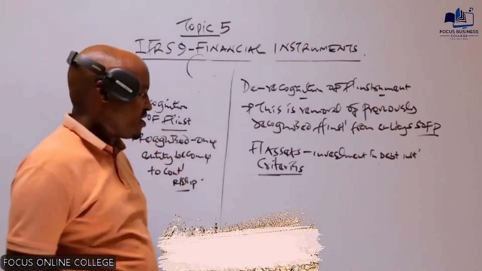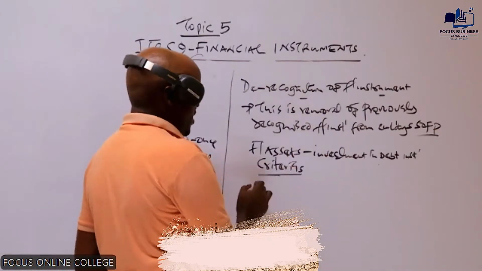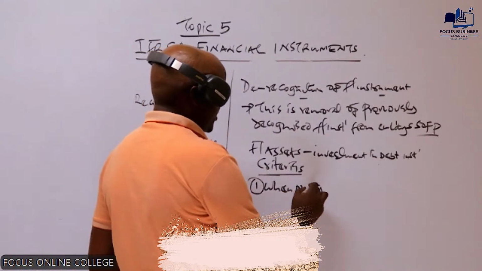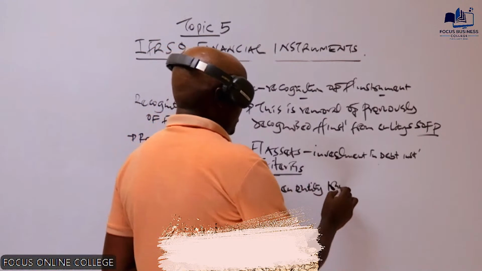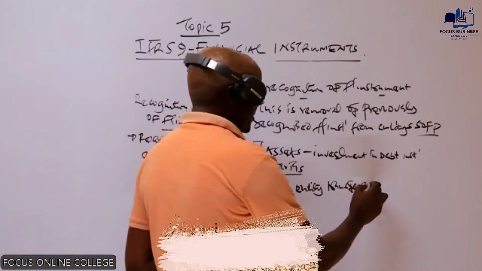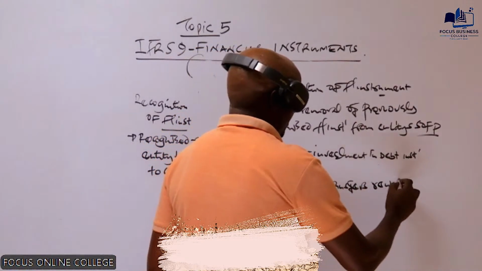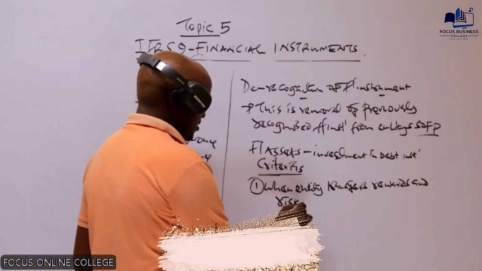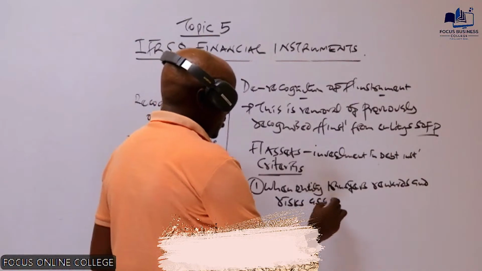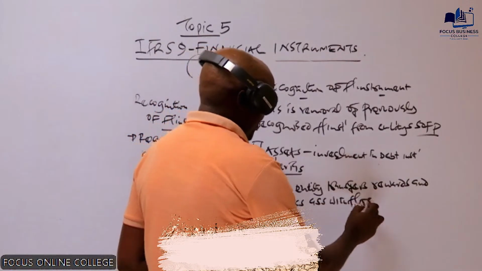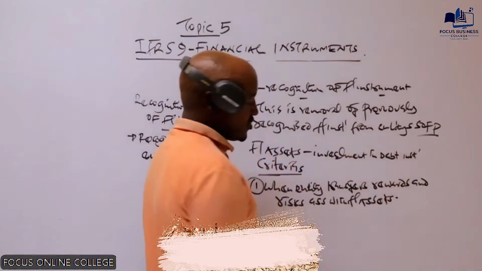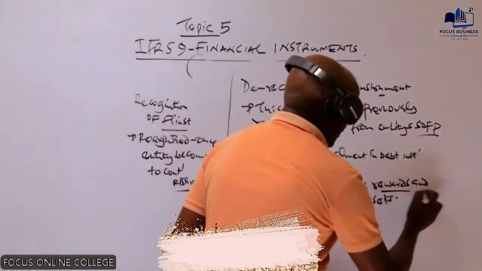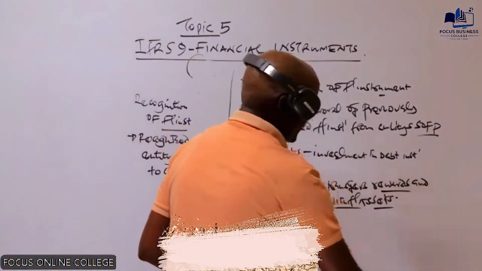There are two criteria when that may happen. One is when the entity transfers the rewards and the risks associated with the financial asset. When the entity transfers the risks and the rewards associated with the financial asset.